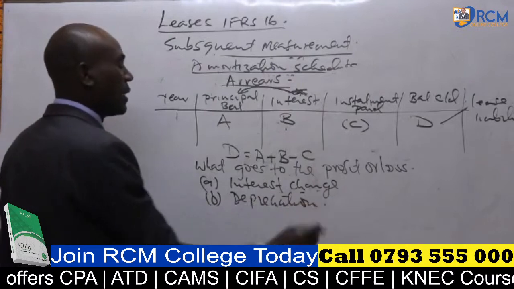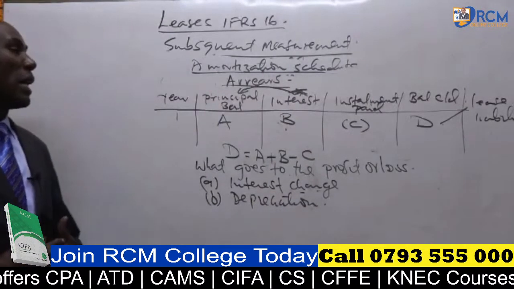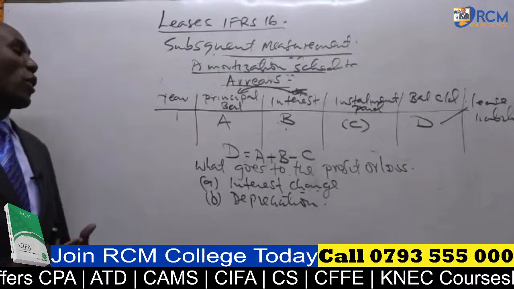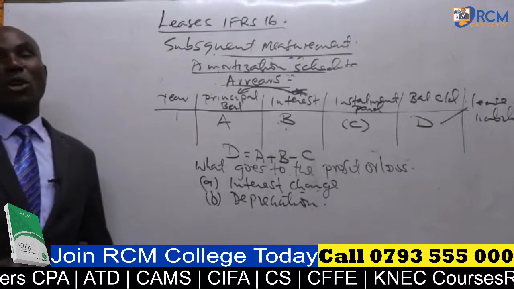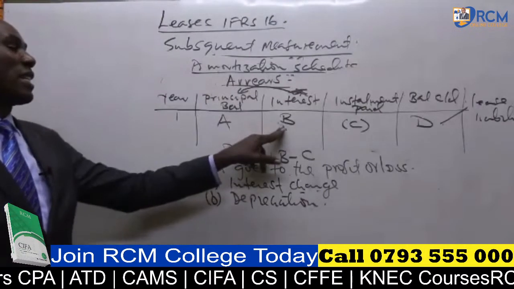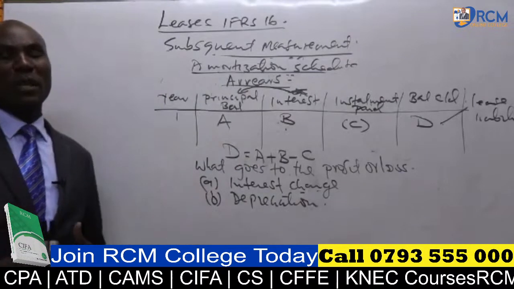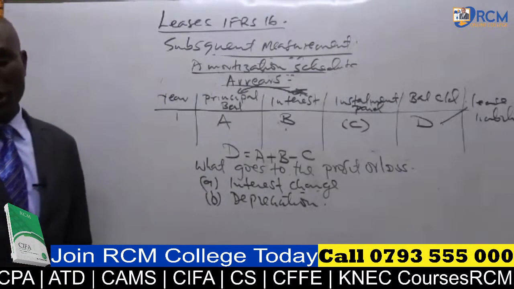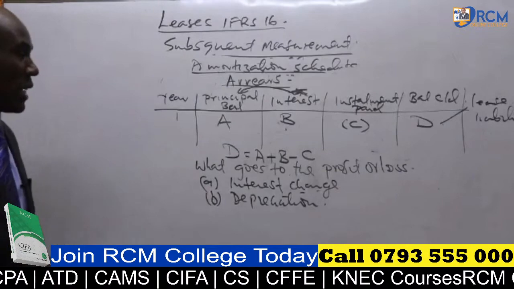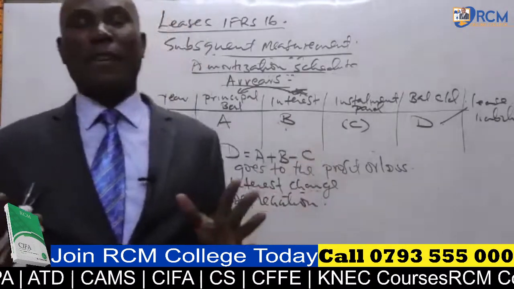Number B, depreciation. What goes to the income statement, or profit or loss, as a lease cost is interest. Then we have depreciation, because we said the right of use will be depreciated. Now let me listen to this very carefully.